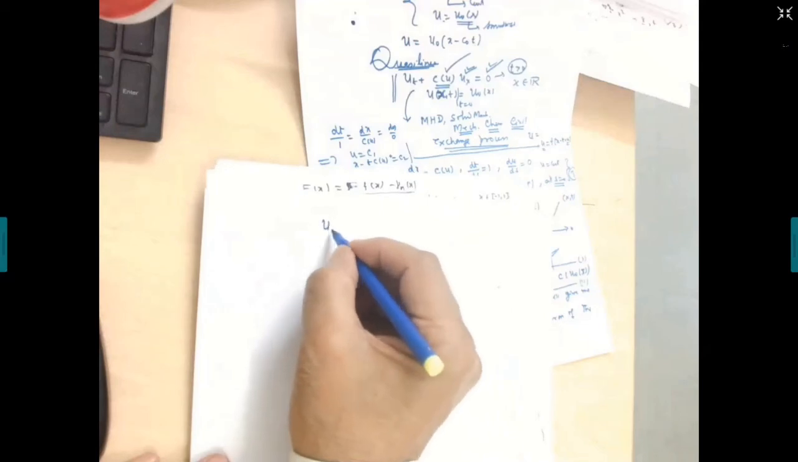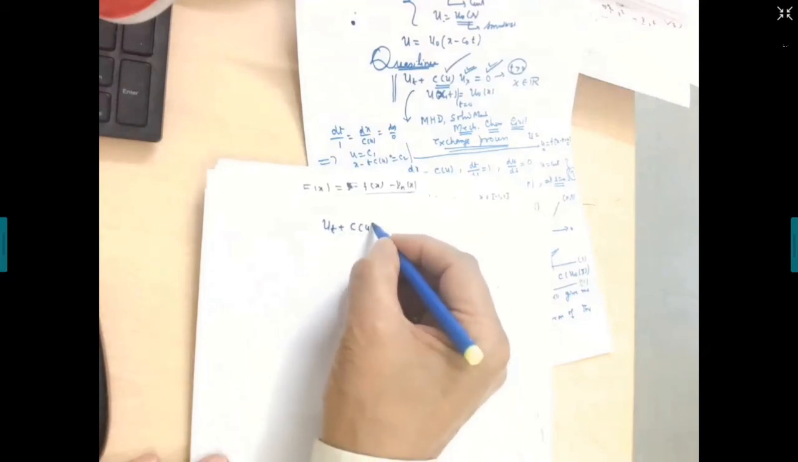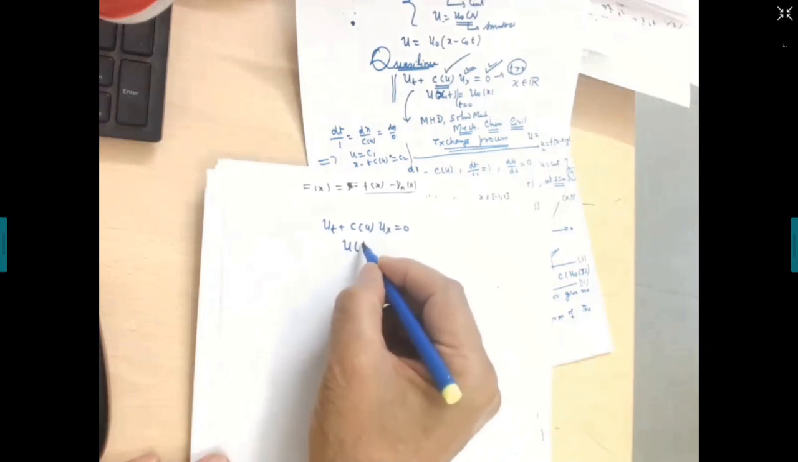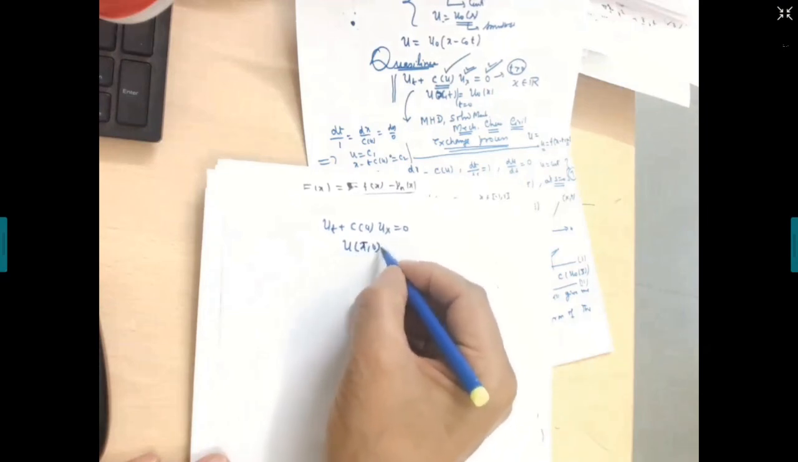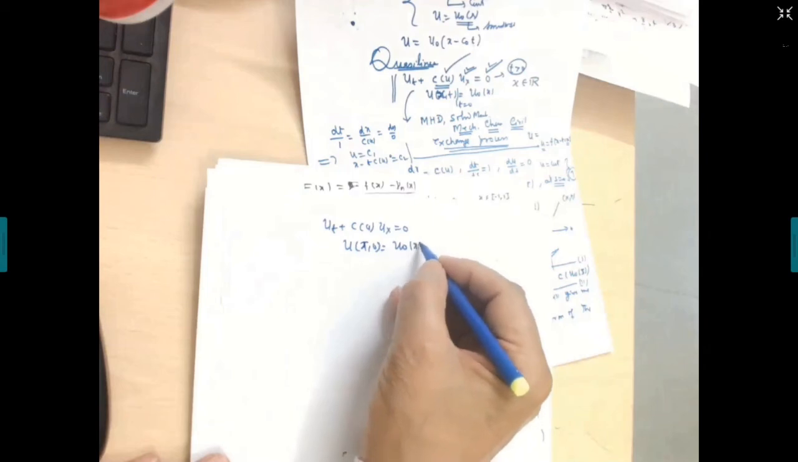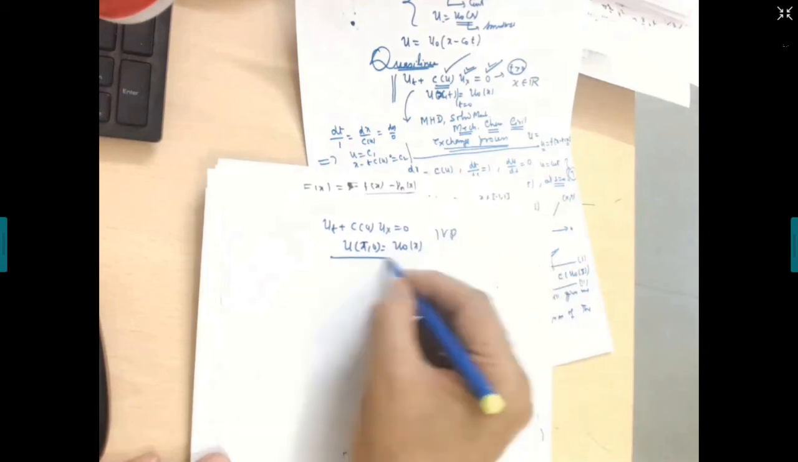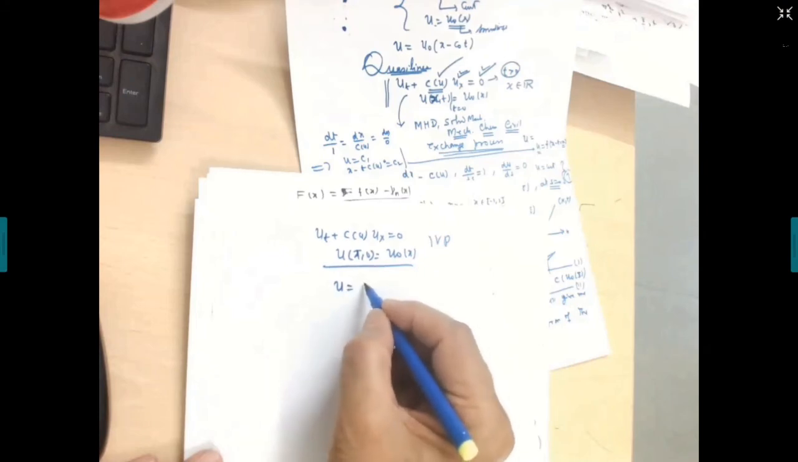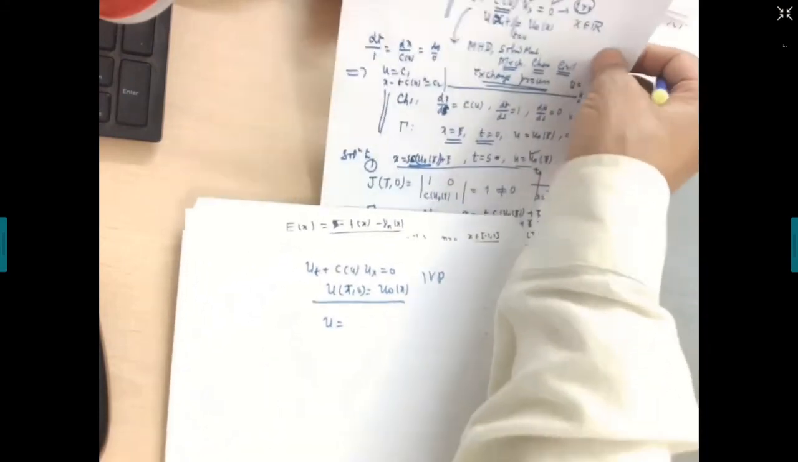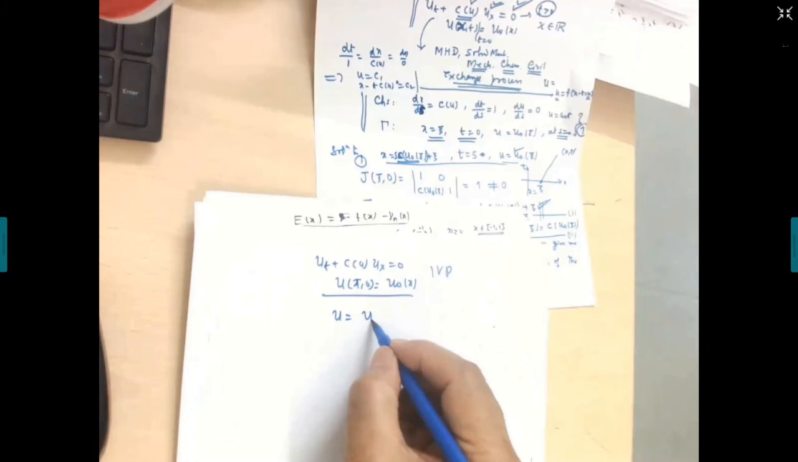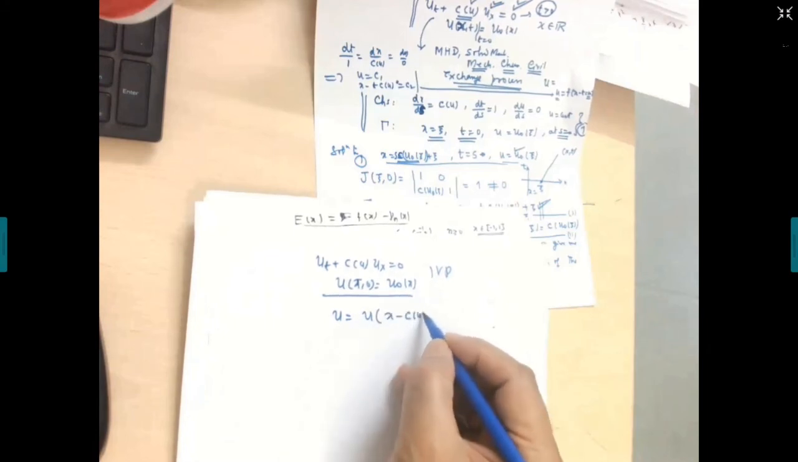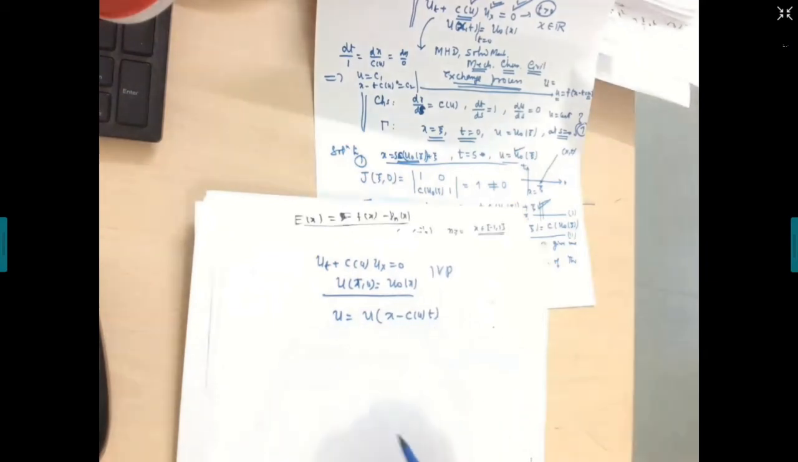This is ut plus C of u, ux is equal to 0, with u at x, 0 equal to u naught of x. This is your initial value problem, and we have obtained the solution that u is equal to u naught of x minus C of u times t. Am I right?